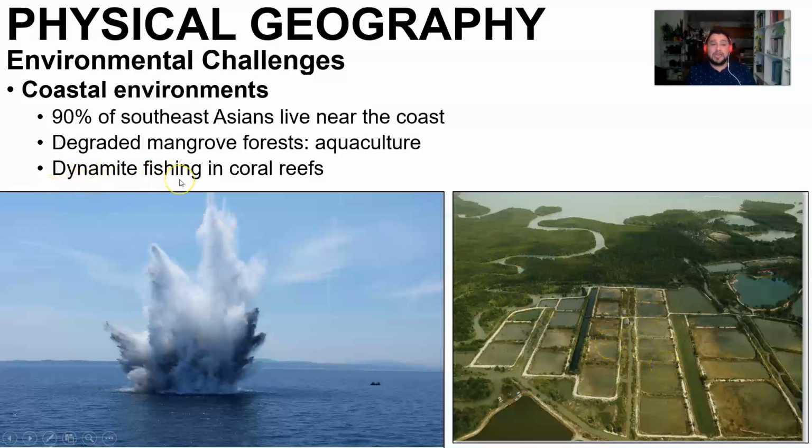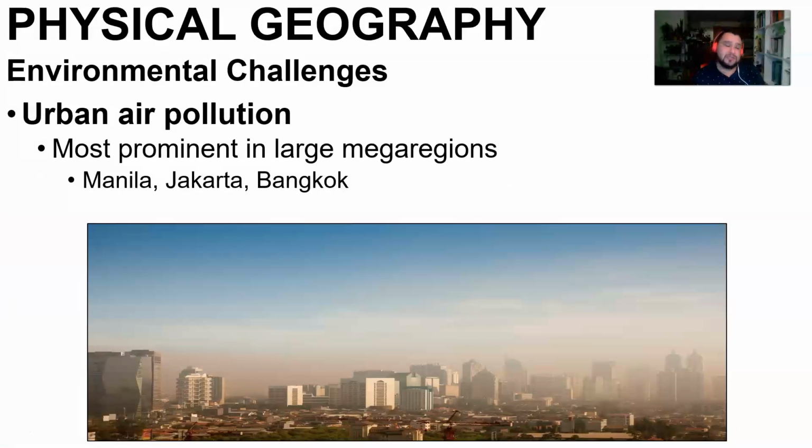We also see dynamite fishing in coral reefs. Dynamite fishing is basically as it sounds. There's an explosion, it stuns the fish, and they float up to the surface. And so this is something that some of these countries are trying to limit because it destroys their marine life and marine habitats.